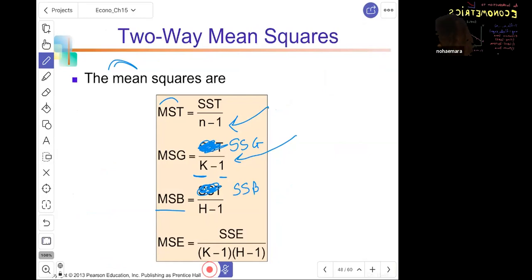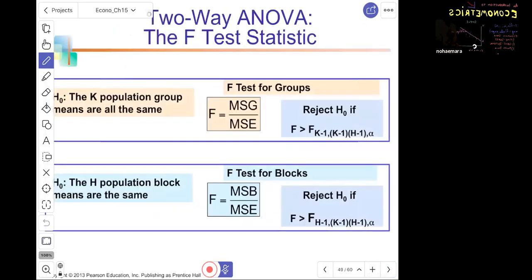Okay, and these are correct. So I have H blocks minus 1 for the grand mean. I have K groups minus 1 for the grand mean, and then the mean squared error, sum squared error over its own degrees of freedom, K minus 1, H minus 1. This is very important because this is the computation of the F statistic.